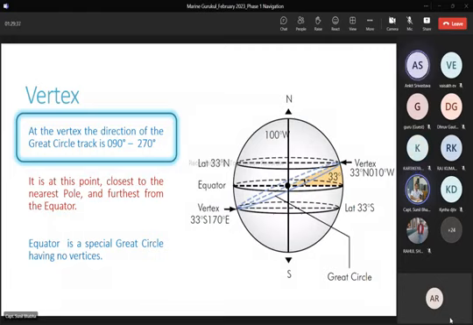Yes, sir. Maybe I'm understanding it wrong. You said that this vertex will be closer to the pole. Vertex is the point on the great circle track which is closest or nearest to the pole.